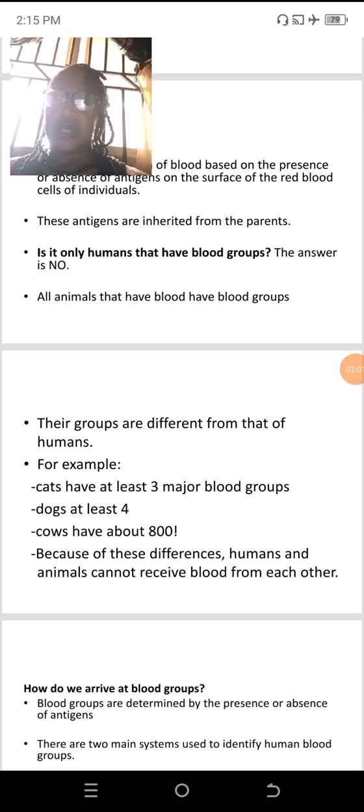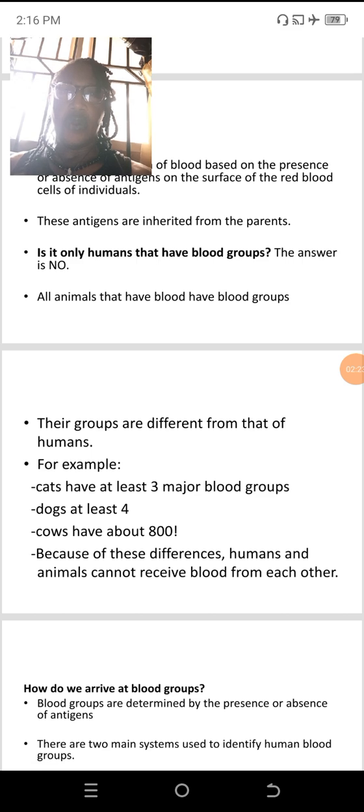Human beings, dogs, cows, cats, they belong to different species. So you cannot transfuse humans with animal blood. Likewise, animals cannot receive human blood.